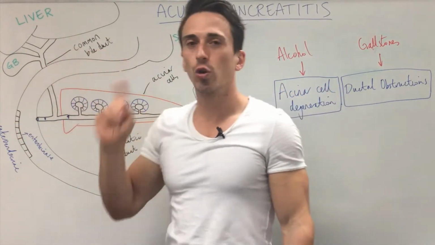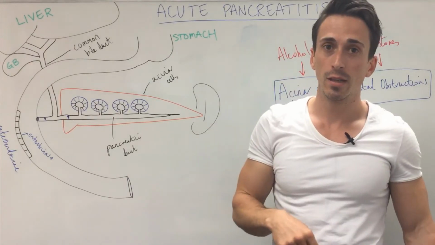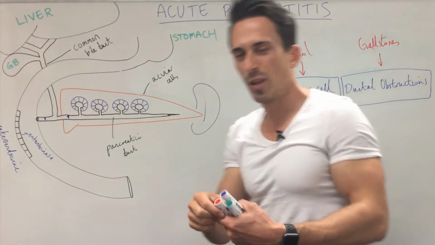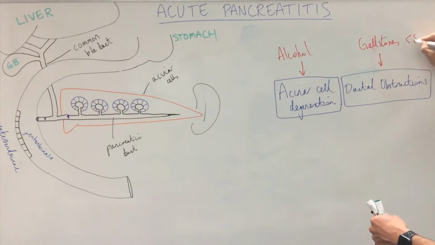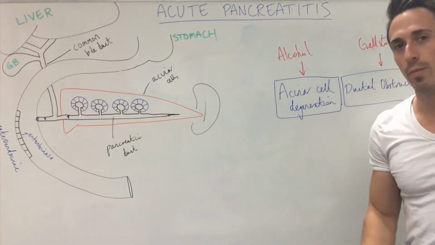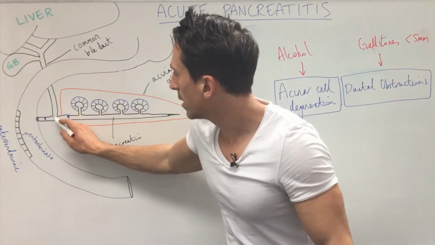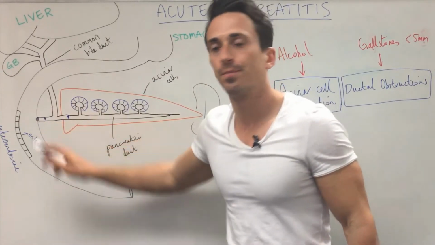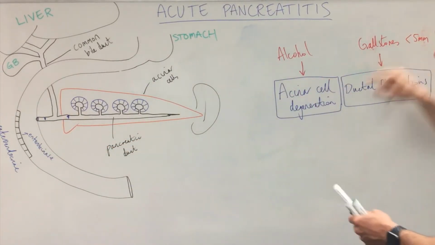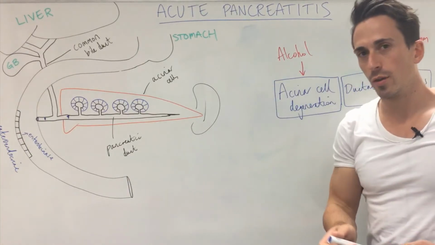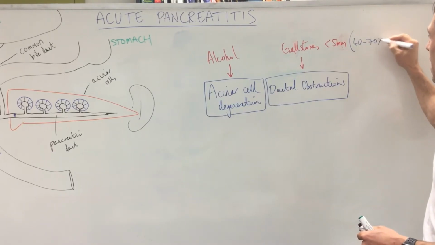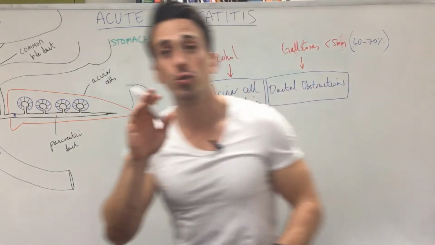So that means that large gallstones have less of an effect on acute pancreatitis than the smaller gallstones. So for example, usually it's gallstones less than 5 millimeters in diameter that are more commonly associated with acute pancreatitis. And the reason being is so that it can go down here and block at least the pancreatic duct or the ampulla or the sphincter. For gallstones, this is the most common cause of acute pancreatitis. So for gallstones, it's between 40 and 70% of acute pancreatitis cases are due to gallstones.